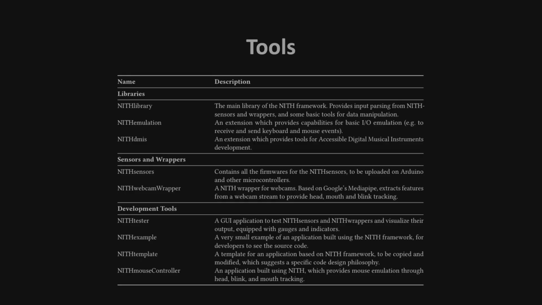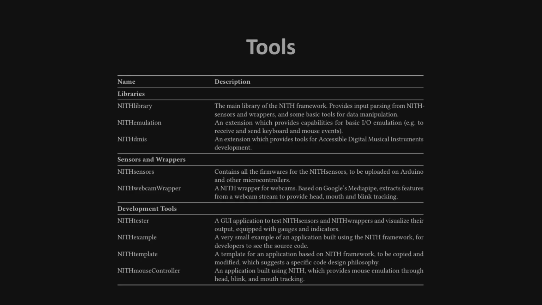Besides sensors and wrappers, the NITH library includes a variety of tools, like for example, software libraries and other development tools. Speaking about libraries, the NITH library is the main core part of the NITH framework, which provides input parsing capabilities from NITH sensors and wrappers, and some basic tools for data manipulation. NITH emulation is an extension which provides capabilities for basic input-output emulation, for example, to receive and send keyboard and mouse events. And then we have NITH DMIs, which is another extension which I used a lot in my research, which provides tools for the development of accessible digital musical instruments.